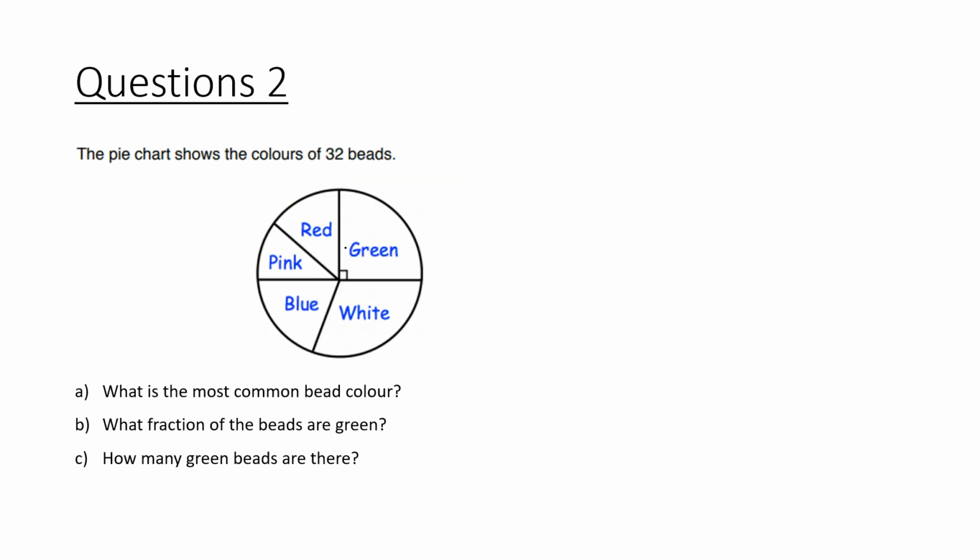Now have a look at this one. This one asks you in regards to the most common, a fraction. Remember that for a fraction, before you simplify it, you do the degrees of your section at the top divided by 360, and then simplify it down into your fraction, and then for part C, you multiply your fraction by the total amount of beads to find your answer. So pause this video and have a go at this question.